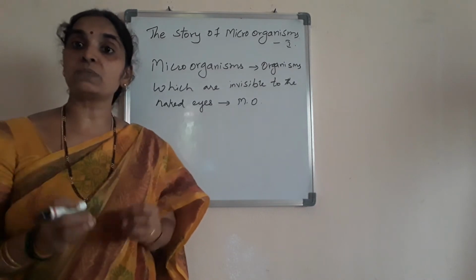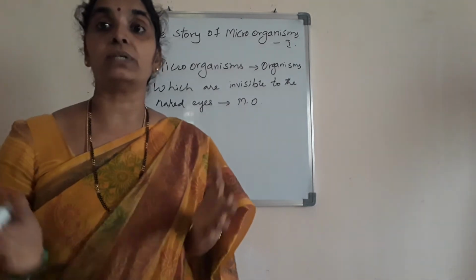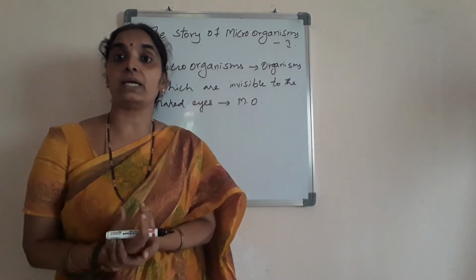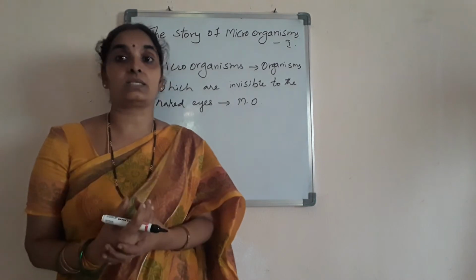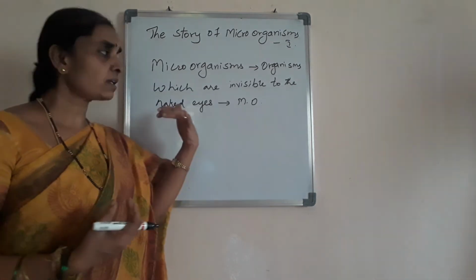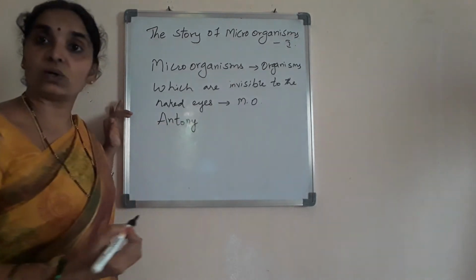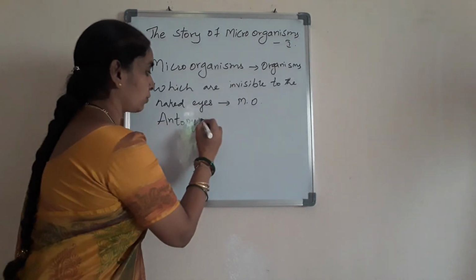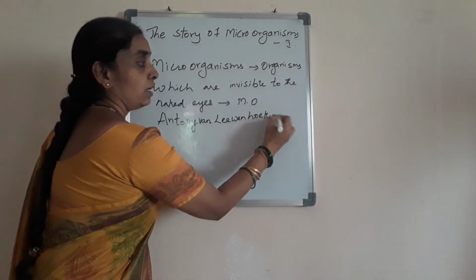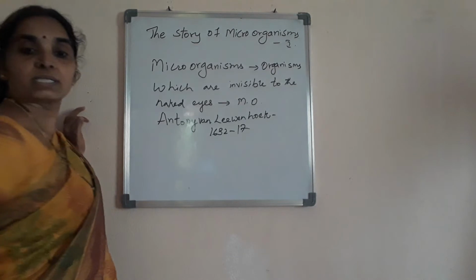So these organisms were first observed by Antony van Leeuwenhoek. Before him, we knew only about the living world that is visible, because only the visible world could be observed. After his experiments, Antony van Leeuwenhoek became the founder of microbiology, or the father of microbiology. His period was between 1632 and 1723.